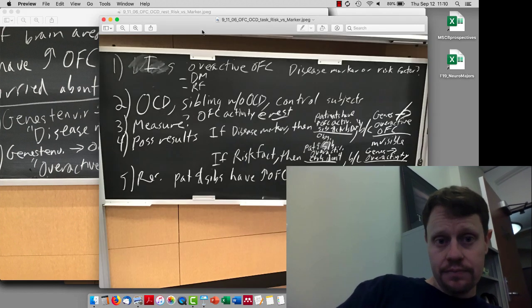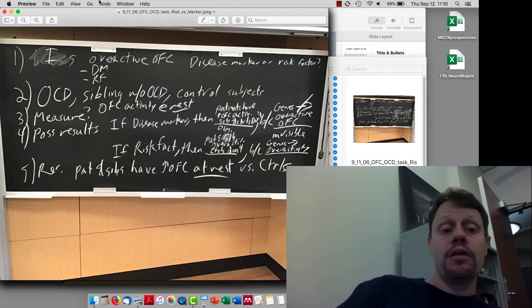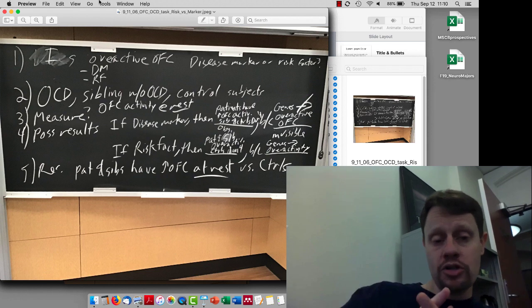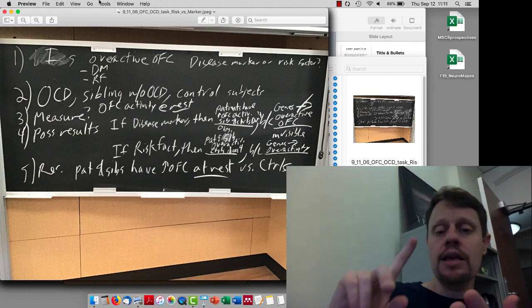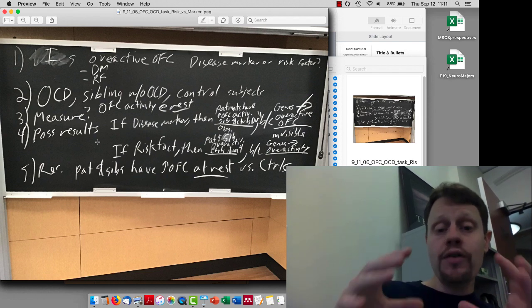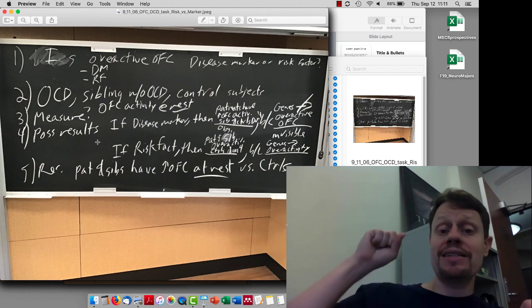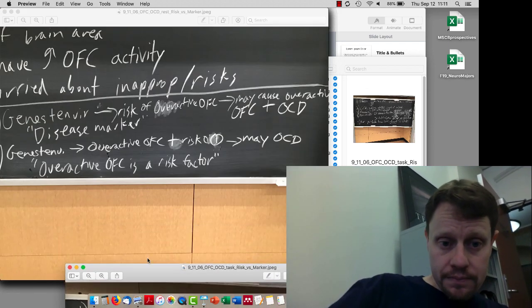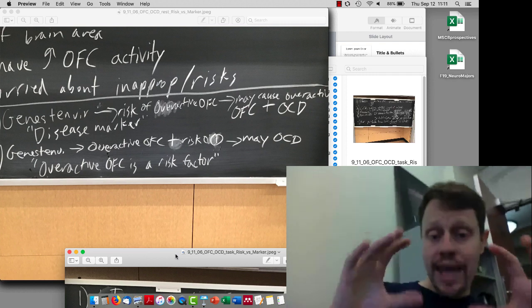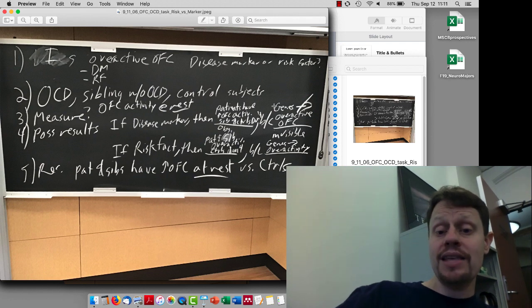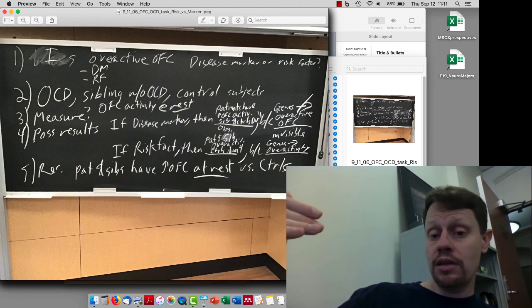The way to test that is to do basically the same experiment, but include also siblings who don't have OCD, along with the patients with OCD, their siblings who have similar genes but don't have the disease, and then unrelated controls. Again, measuring orbital frontal cortex at rest. If overactive orbital frontal cortex is a disease marker, then what we're going to expect is that the patients have this overactive OFC, but the siblings who have the genetic risk don't have an overactive OFC, because the overactivity doesn't go along with the risk, it only goes along with the disease. And so that means that the genes do not change OFC activity, but just give you a risk of overactive OFC.